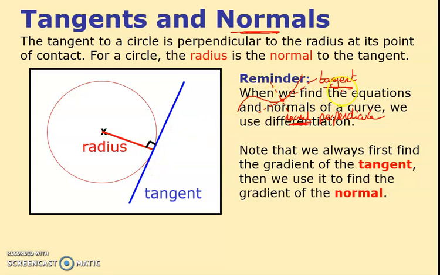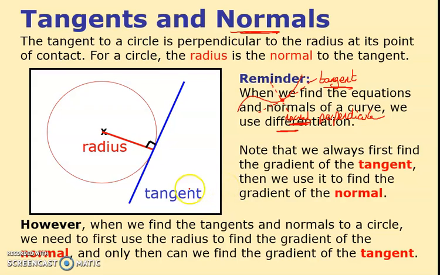So underneath this it says, when we find equations and normals of curves, we use differentiation. Now you may or may not have seen differentiation yet, but we're not doing curves, we're doing circles. So when we are doing these, there's a little trick that we can use which doesn't need differentiation. So here we can quite easily find the radius, and we will probably be able to quite easily find the gradient of this radius. And because we know the gradient of this, it's quite easy to find the gradient of this. So there's a way round you do it, and it's important that you suss the difference as well.